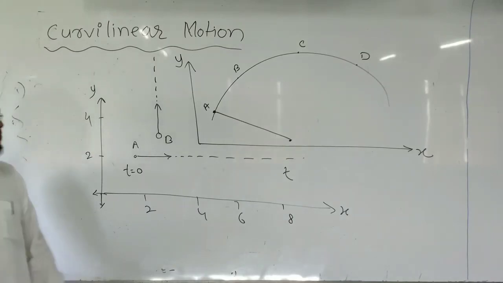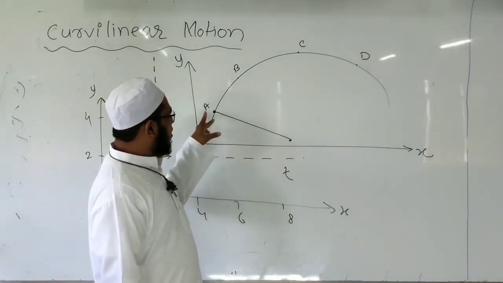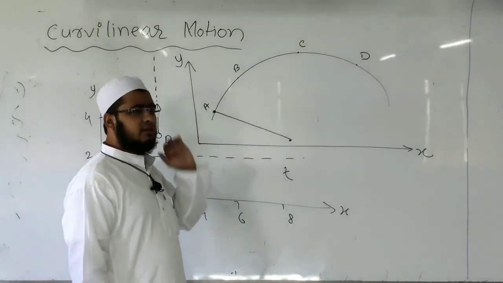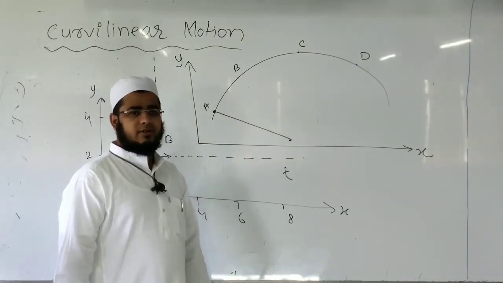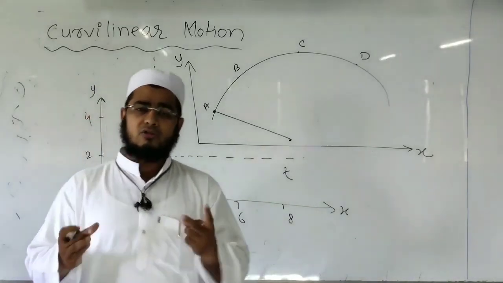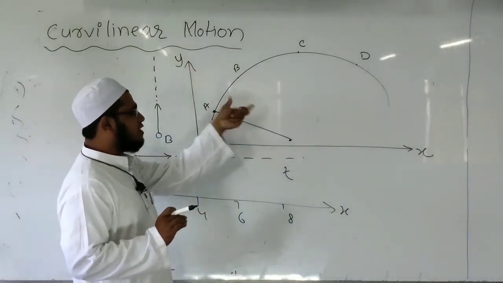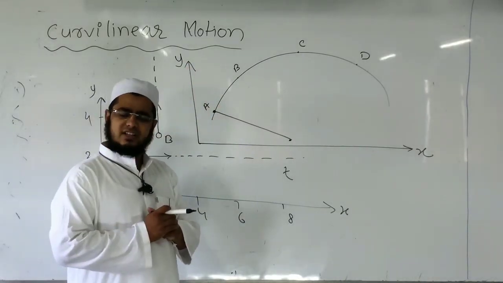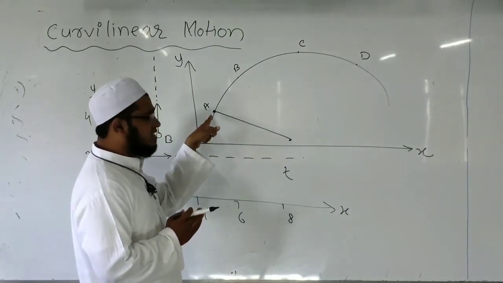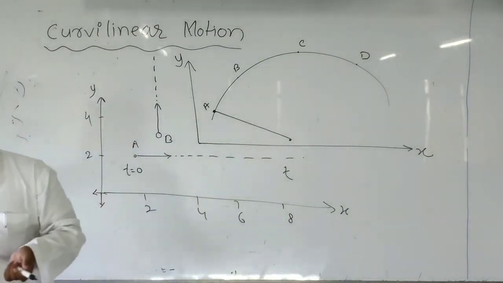What does it mean? It means that during curvilinear motion, the X coordinate and Y coordinate both are variable. So a curvilinear motion is a combination of motion along two directions. It is a combined effect of horizontal displacement and vertical displacement, because the position of the particle is changing in both directions, horizontal and vertical.